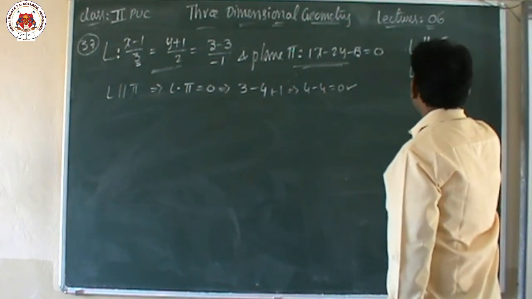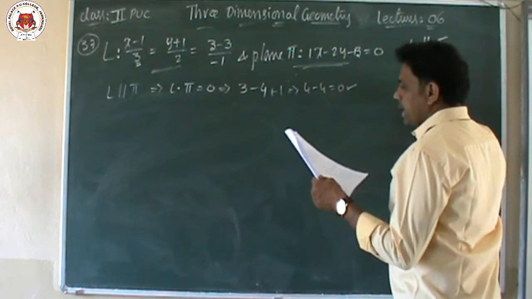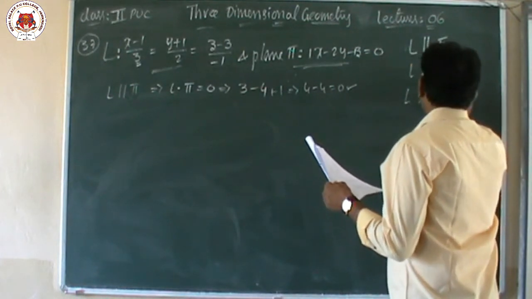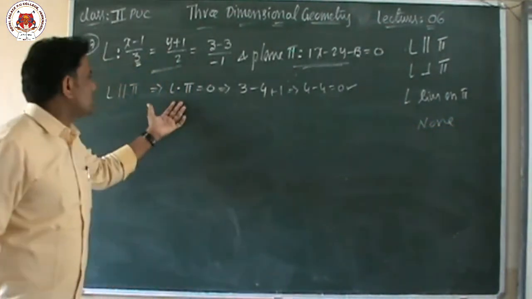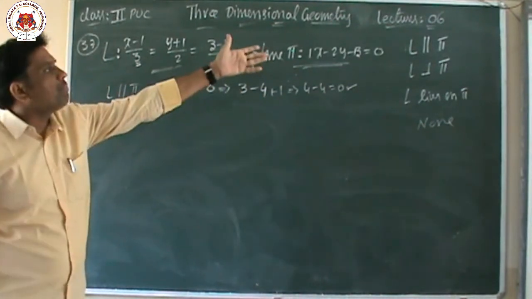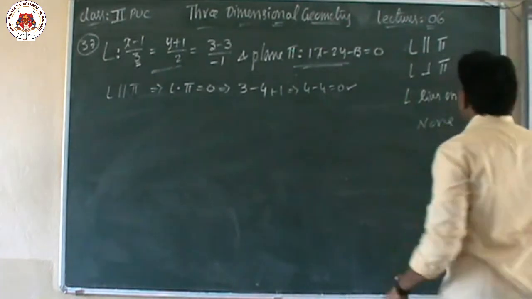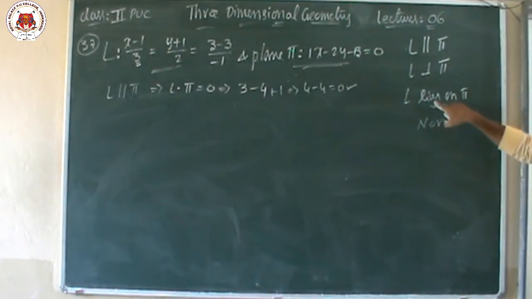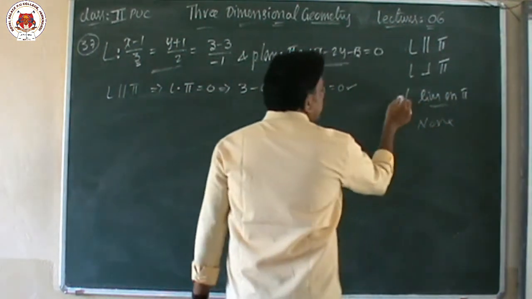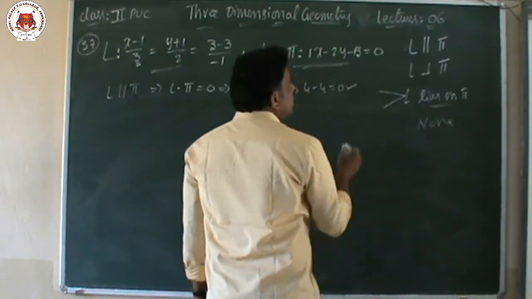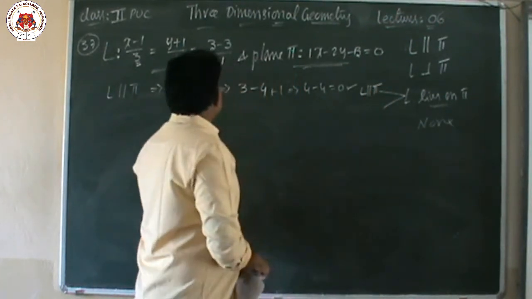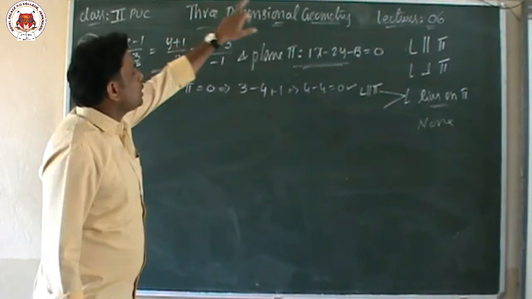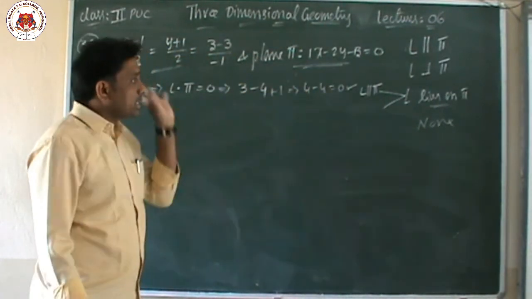The options: the first is that the line is parallel to the plane. Second, the line is perpendicular to the plane. Third, the line lies on the plane. Fourth option is none. Now, seeing this, we can say that since the dot product equals 0, definitely it is parallel to the plane. But still, wait. If a line lies on a plane, it has to satisfy two conditions. One is that the line is compulsorily parallel to the plane, and the point through which the line is passing, if you substitute it in the plane, it has to satisfy. That is the second condition.